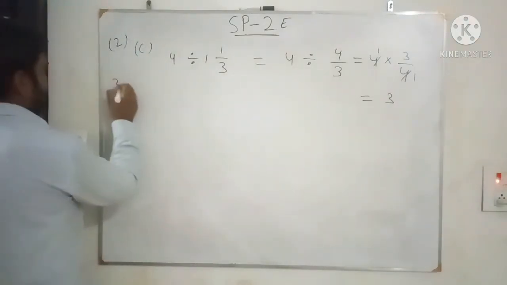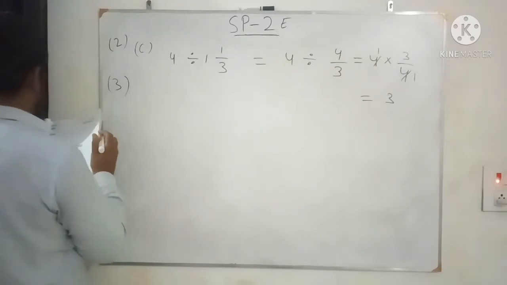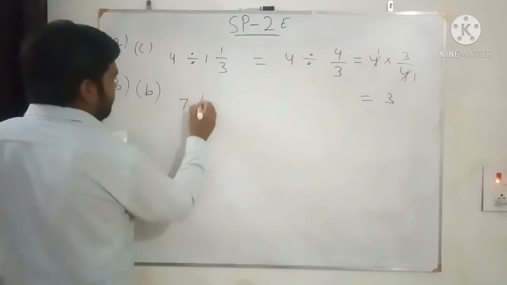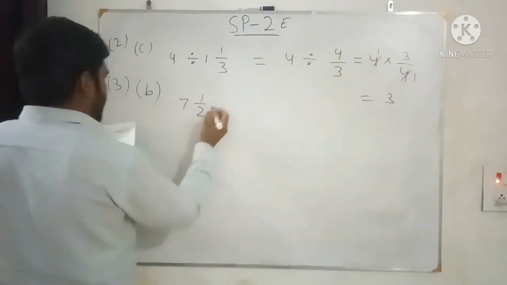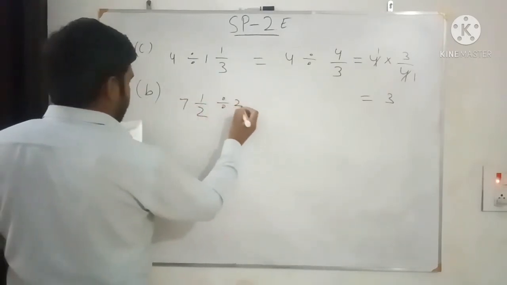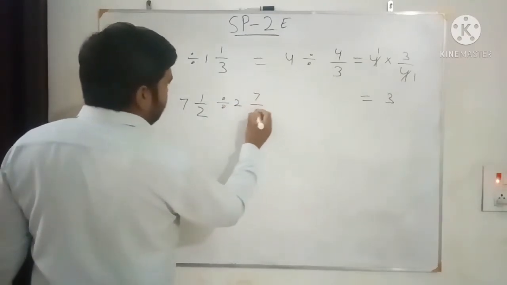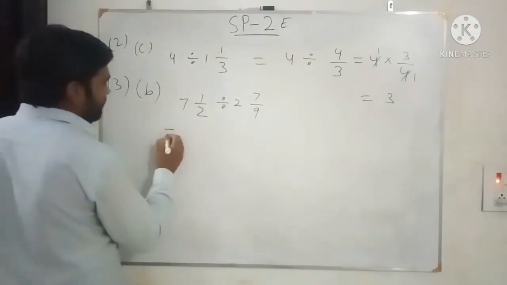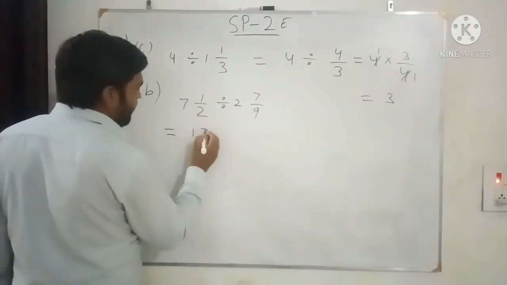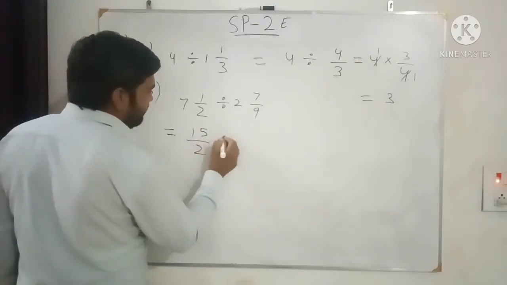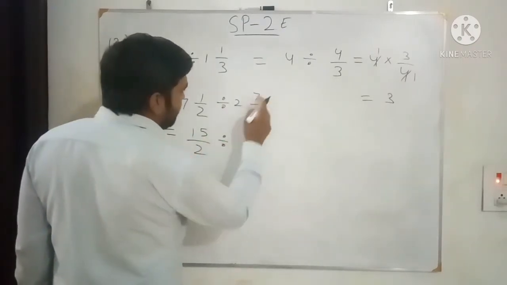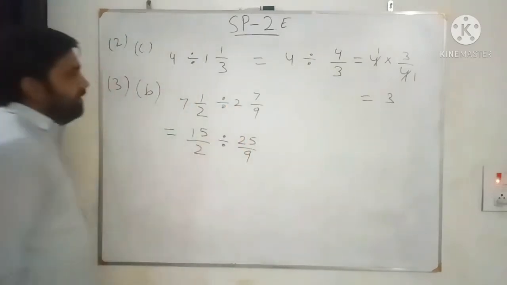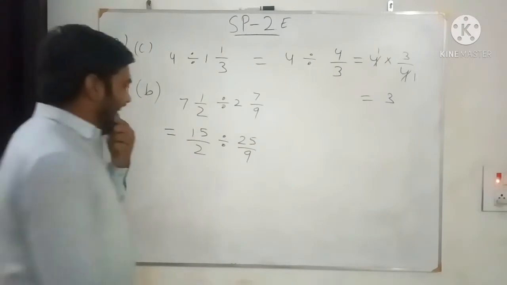Now see question number 3, part B. 7 1 by 2 divided by 2 7 by 9. 2 sevens are 14 plus 1, 15 by 2 divided by 9 twos are 18 plus 7, 25 by 9.